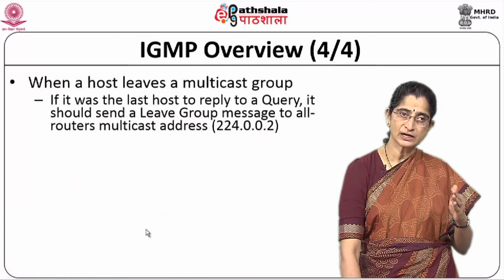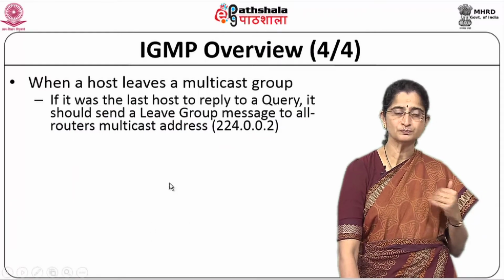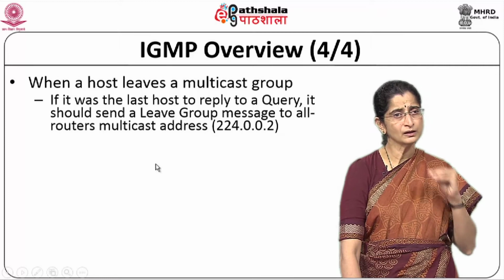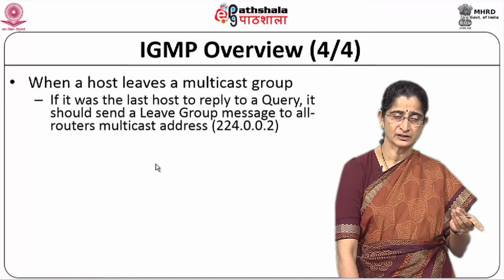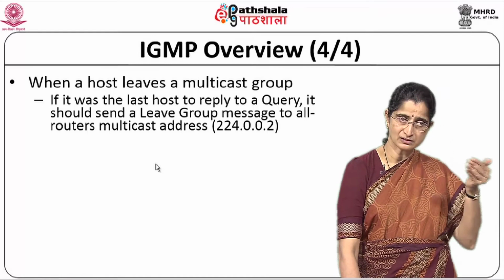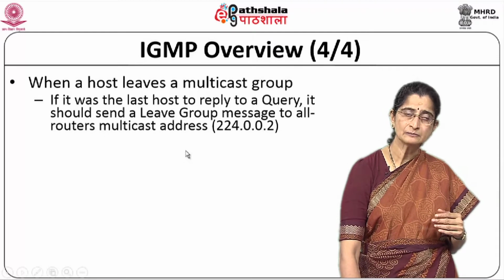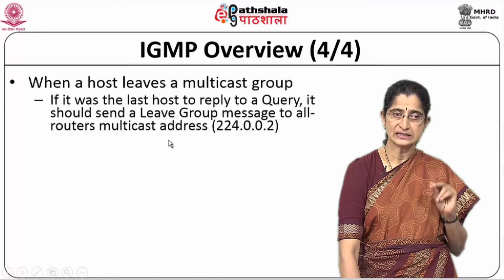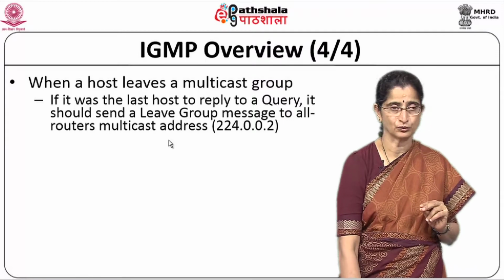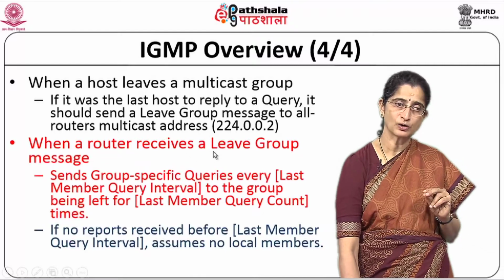Now, we also have to talk about how members leave the group. When a host leaves a multicast group, if it was the last host to reply to a query, that is, if it was the one which had responded to the query from the router, then it should send a leave group message to the all routers multicast address, indicating that it is leaving that particular group. Okay. So, when a router receives a leave group message, what does it do?